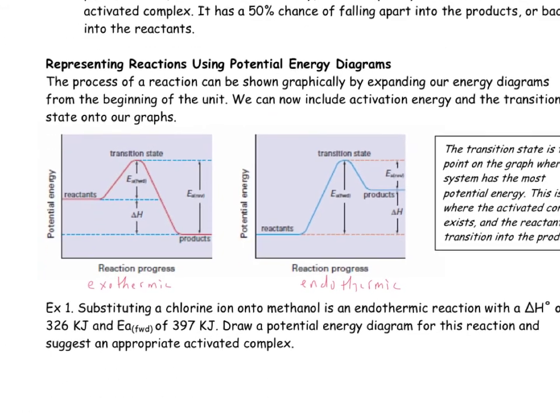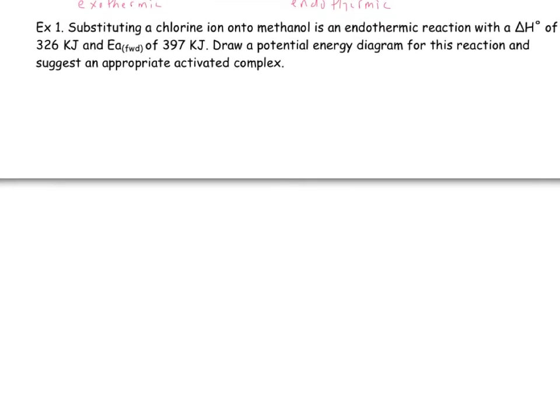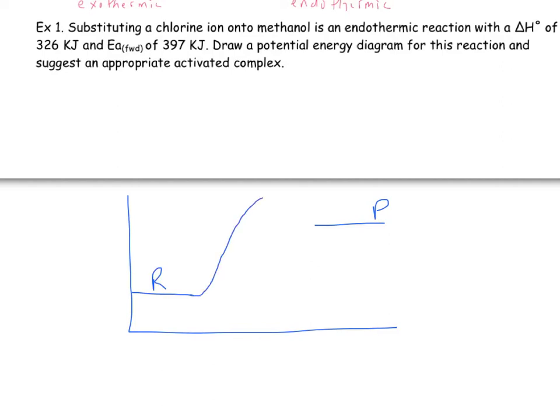Let's have a look at example number 1. It tells me that substituting a chlorine onto a methanol is endothermic, and it gives me the delta H and the EA forward. It asks me to draw a potential energy diagram. Because this is an endothermic process, I know on my graph that my products will have higher energy than my reactant. To connect the two, I draw a hill higher than the products so that I get a transition state.